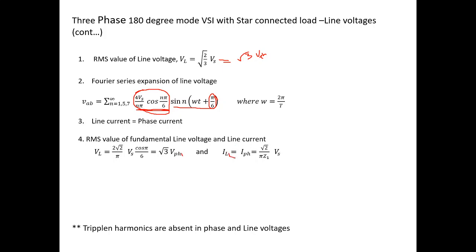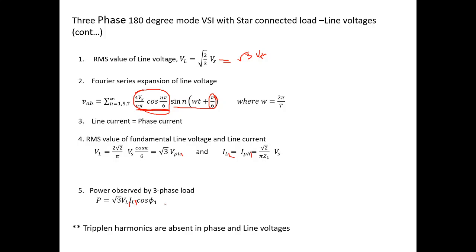Similarly, fundamental line current IL1 is equal to IPH1. So the 1 indicates it is the fundamental component. Both are equal. Power absorbed by the 3-phase load is equal to root 3 into VL into IL into cos phi. So it corresponds to the fundamental component only.